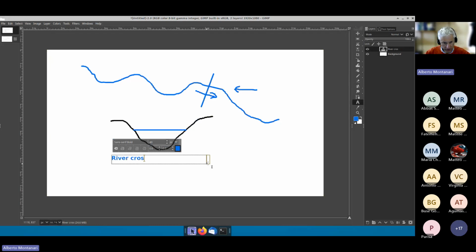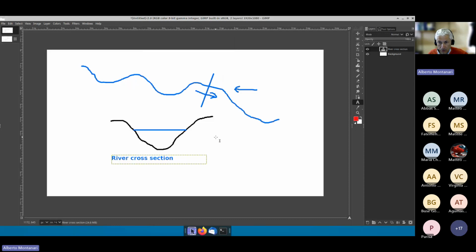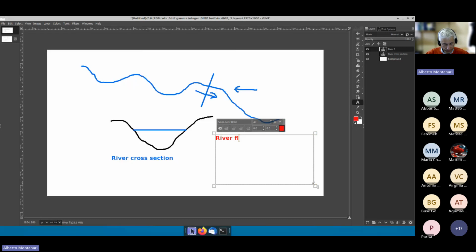River cross section. You see that the way I identified the cross section is such that the water passes through it. So what is the river flow? Perfect. The river flow is defined in this way: river flow is the volume of water per unit time passing through a river cross section.